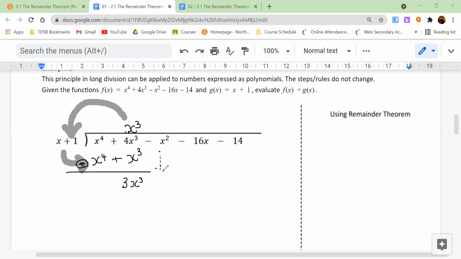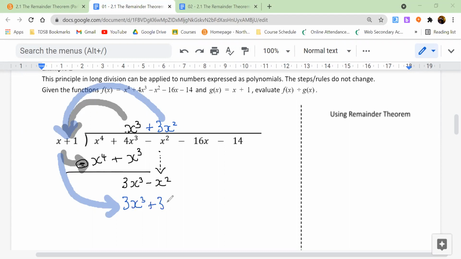Just like regular long division, you bring the next term down. And then you repeat. I'm going to use blue this time. What do I multiply with x to give me 3x cubed? You should have gotten positive 3x squared. So let me multiply this up. So this is 3x cubed plus 3x squared. And we're going to subtract.